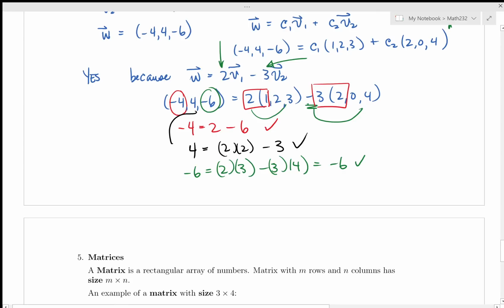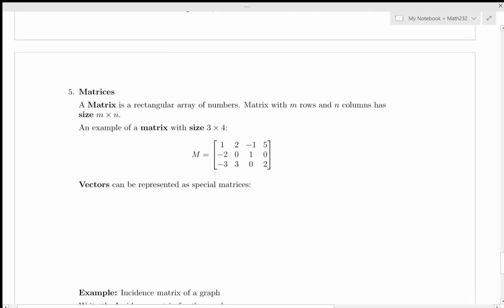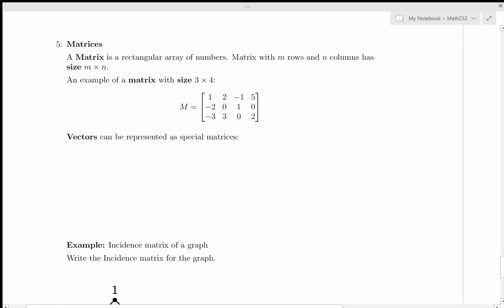Okay, finally, to wrap up this discussion, we're going to formally introduce what is a matrix. We've clearly seen these already, but a matrix is simply a rectangular array of numbers. We express the number of rows first and then the number of columns. When we say the size is m by n, that means it has m rows and n columns. So here's a 3 by 4 matrix.